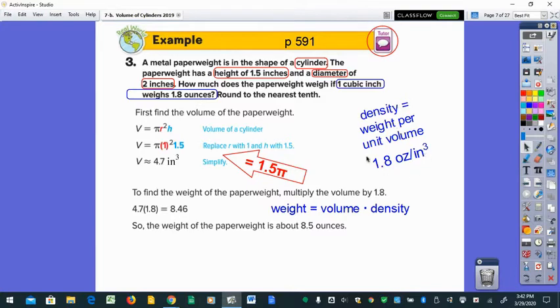That's actually called a density. You might have talked about that in science. But when you take that volume times its density, you will get the weight. You'll see that little formula over here. So the bottom line is you calculate the volume just like we did, and at the end you're going to multiply by the weight per cubic unit, and that will give you the weight. And this time it's 8.46, and the weight is in ounces. So your final answer is 8.5 ounces.